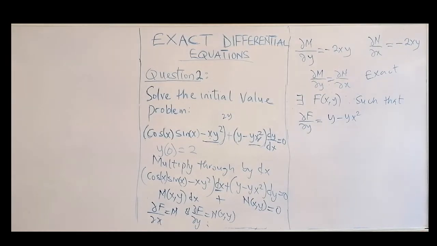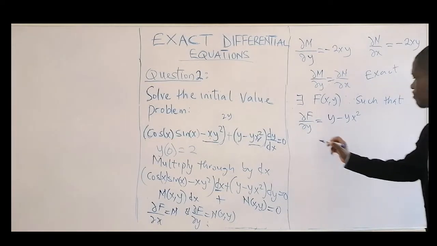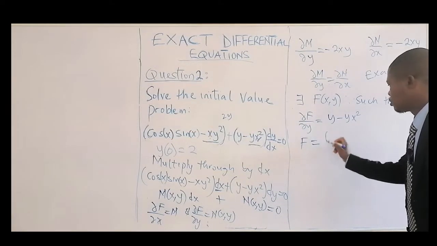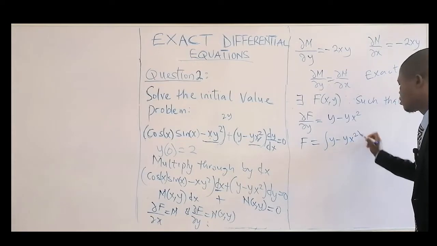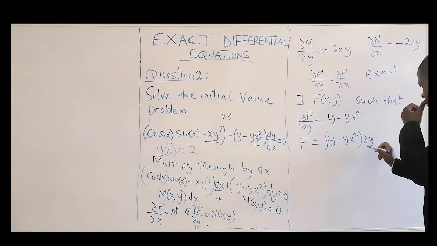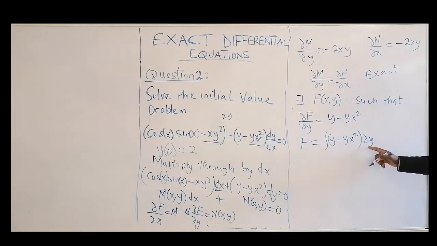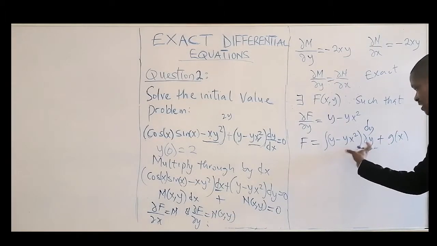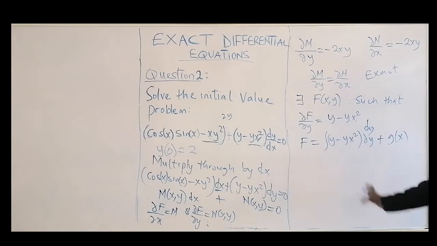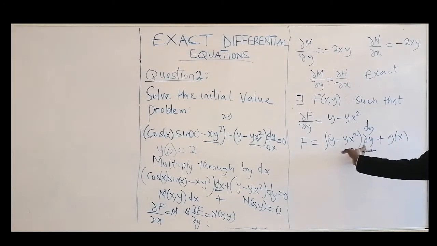Then the next thing to do is to integrate partially. Then you have f equal to the integral of y minus yx squared, don't forget dy. When you're integrating partially with respect to y, there must be a constant of integration. If it's y, then your constant will be g of x. If it's with respect to x, then it will be g of y. It doesn't matter whether you write dy. The main thing is for you to get the partial integral right.